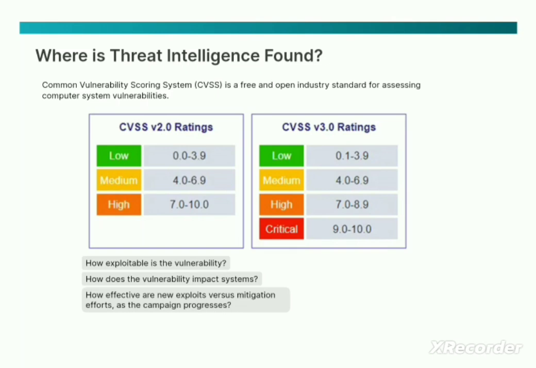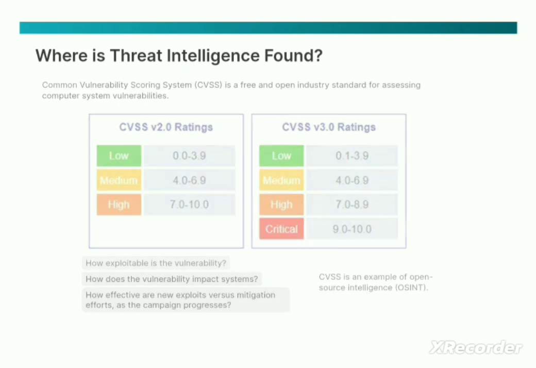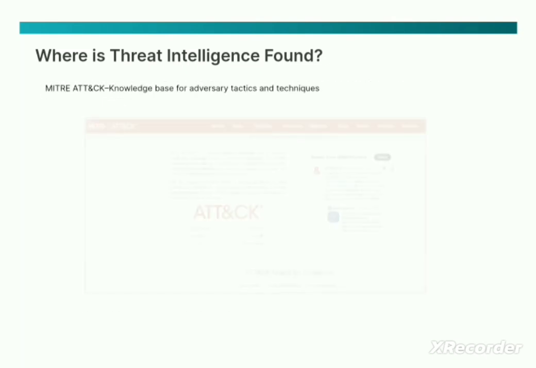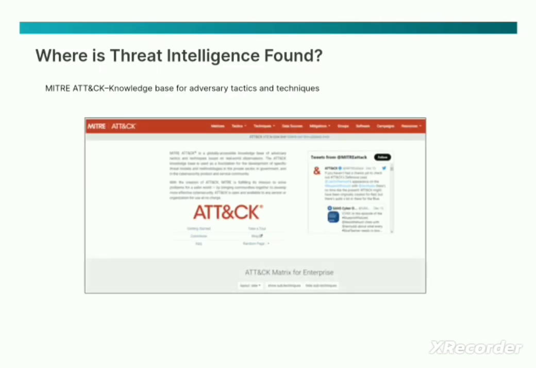For a more detailed description of these metrics, search for Common Vulnerability Scoring System in nvd.nist.gov. CVSS is an example of open source intelligence, OSINT. If you search the internet for OSINT, you will discover many other sources of free threat intelligence. Another invaluable public source for cyber threat intelligence is cyberattack. Cyberattack freely shares a knowledge base of adversary tactics and techniques.